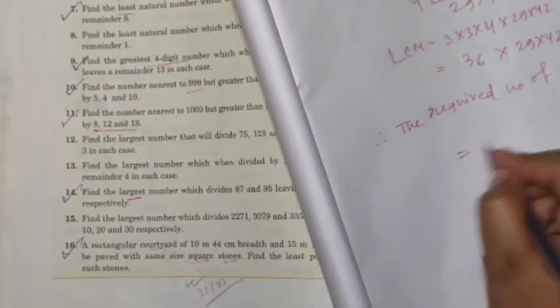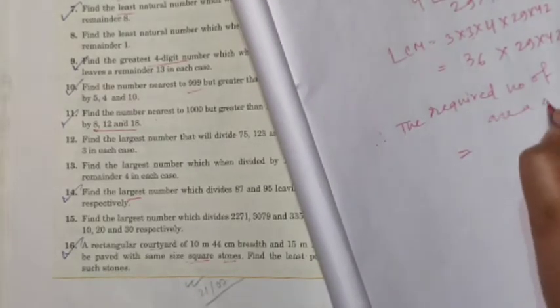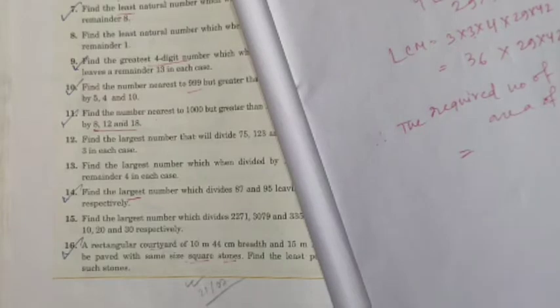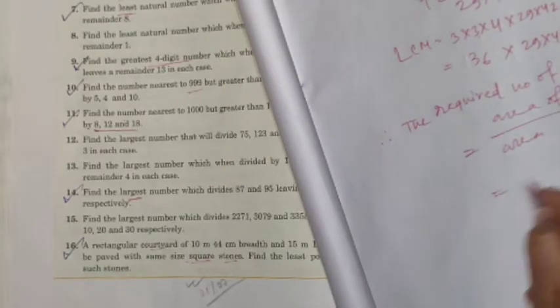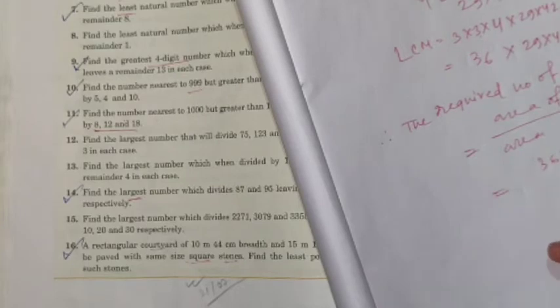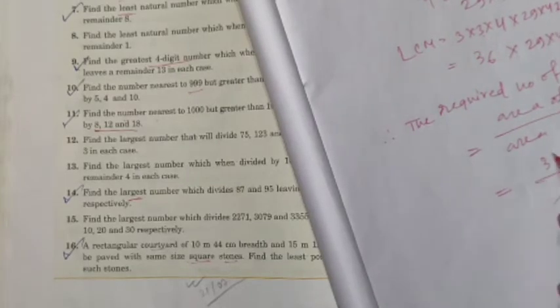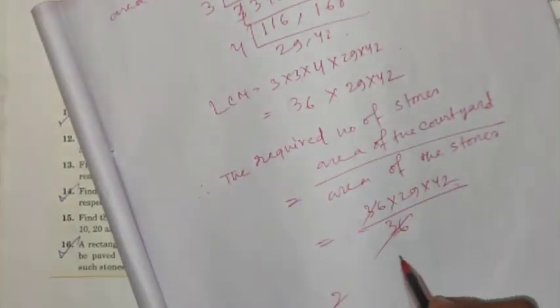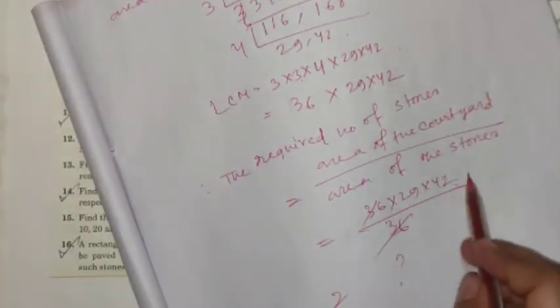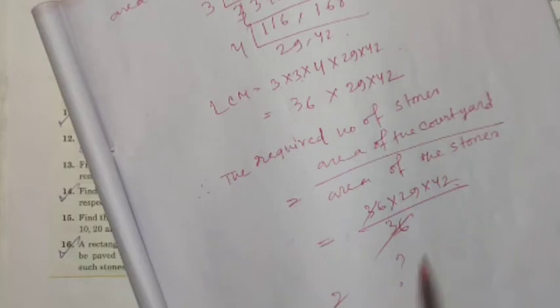So the required number of stones will be the area of the courtyard divided by the area of the stones. Area of the stones is 36, so 36 into 29 into 42 divided by 36. If you multiply these two numbers, 29 and 42, you will get the answer. Okay, so you will multiply these two numbers by yourself. I am not doing this multiplication. You will do this multiplication by yourself.